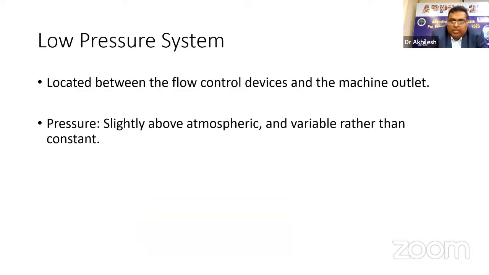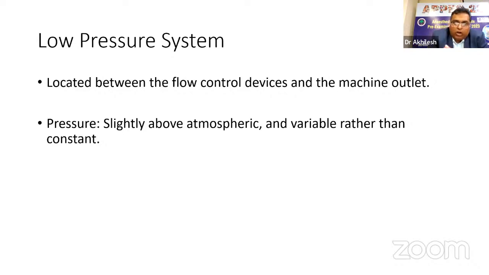So we have talked about the high pressure system. The high pressure system consists of a yoke assembly, a pressure reducing valve, and the oxygen gauge. Then we talked about the intermediate pressure system. In the intermediate pressure system come the pipeline pressure gauge, then the oxygen failure safety device, the oxygen failure safety alarm, the oxygen flush, and the auxiliary oxygen outlet.